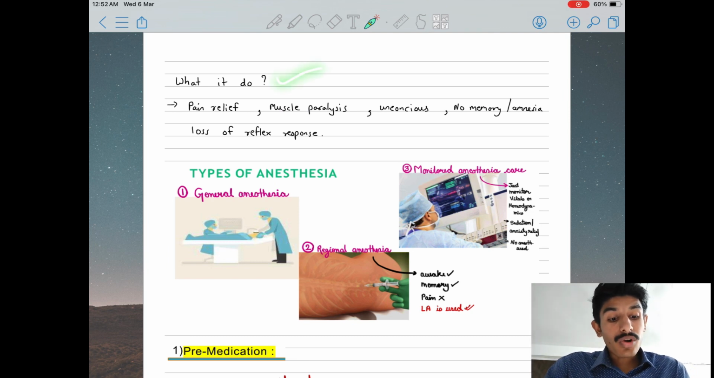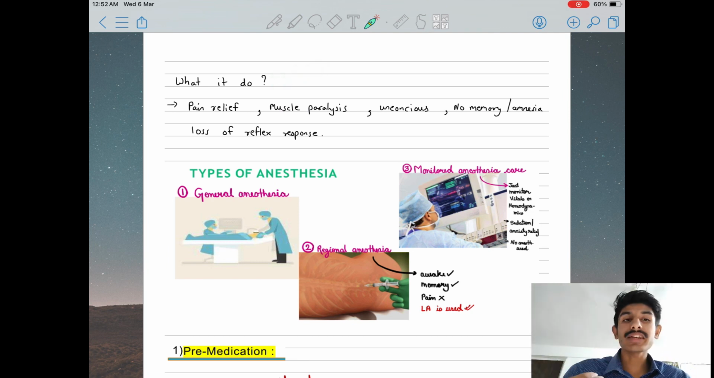So what does anesthesia do? If you are giving anesthesia to a patient, what will it do to the patient? First, it gives pain relief, then muscle relaxation, and he will be unconscious and have no memory of the operation or whatever we do to his body. He will not feel any pain, he will be unconscious, and due to that he will not have any memory, and his muscles will be relaxed, so we can do the operation easily.